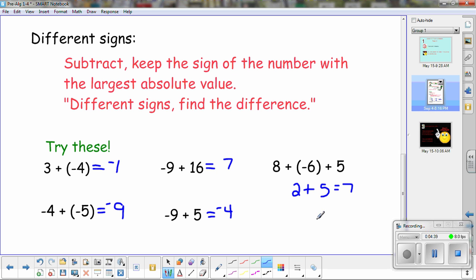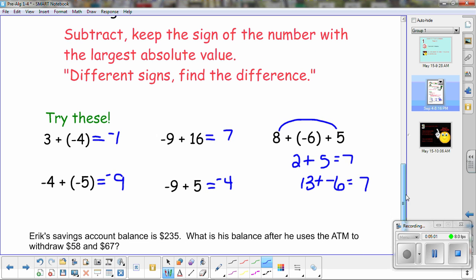Or using the commutative property, you could add the positive numbers together first. 8 plus 5 is 13, and 13 plus -6. Different signs, find the difference between the two, which is 7, and keep the sign of the greatest absolute value.